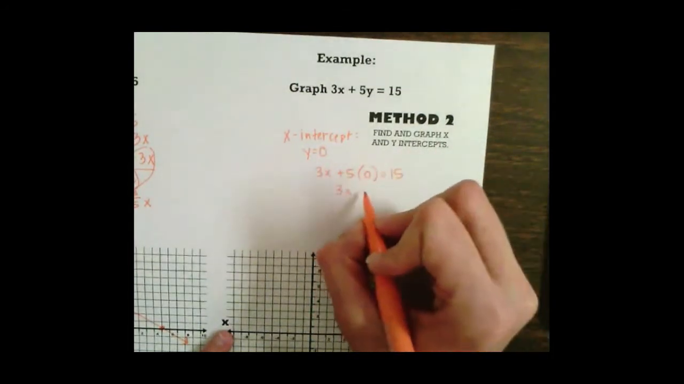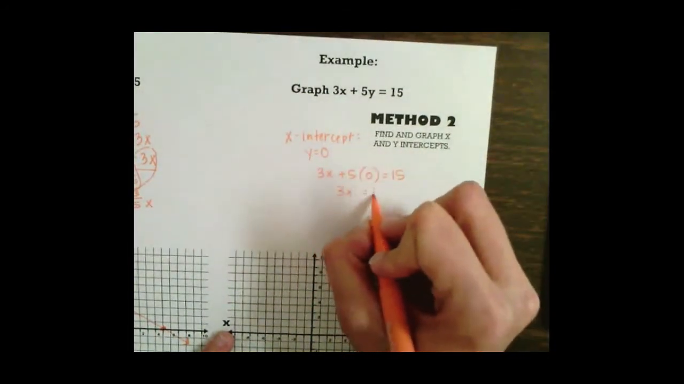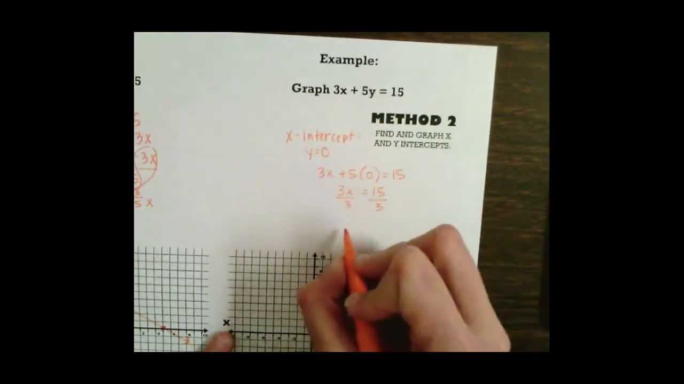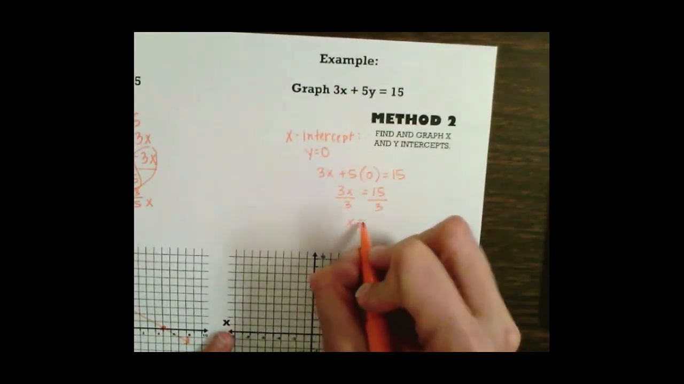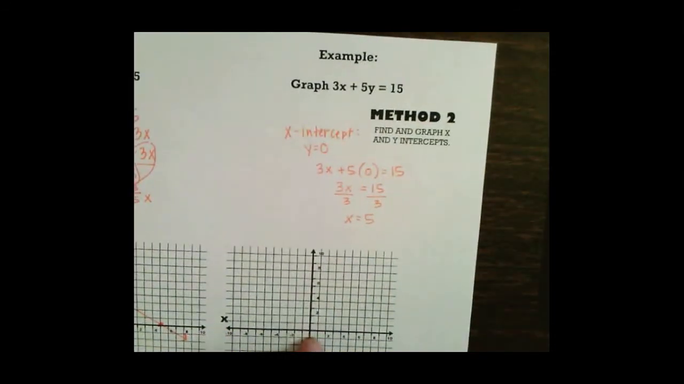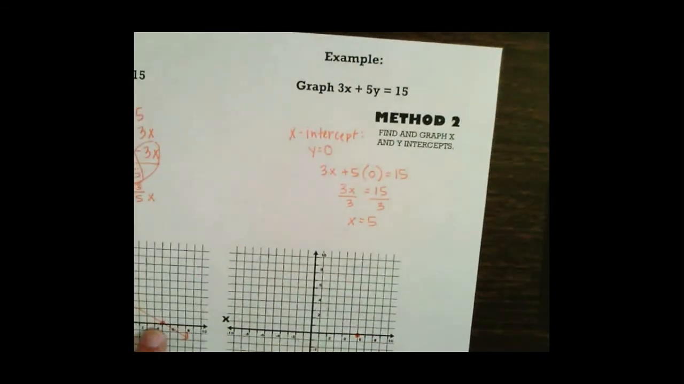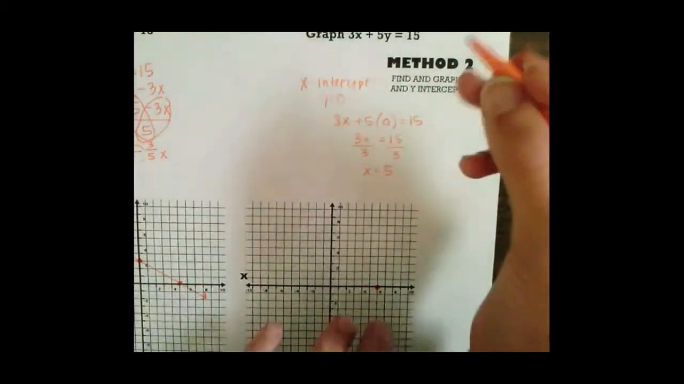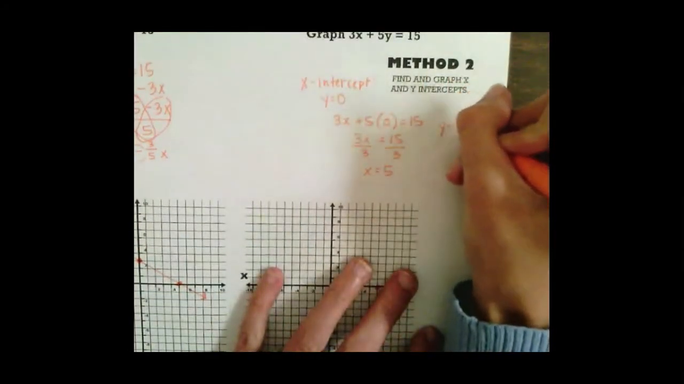So 3x plus 0 equals 15. You're going to solve for x, divide by 3 on both sides, and x equals 5. So when y equals 0, x equals 5, which is what we got right here on the side. Sorry. So let's now talk about our y-intercept.